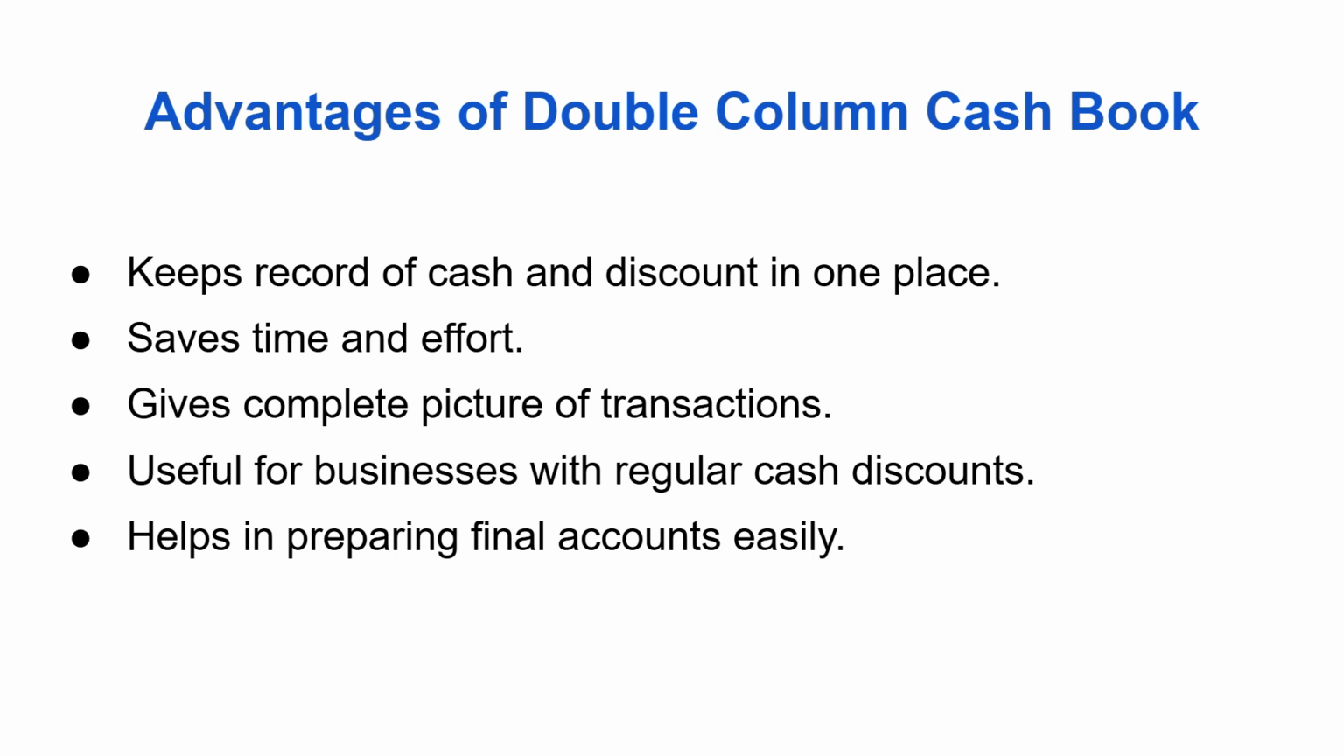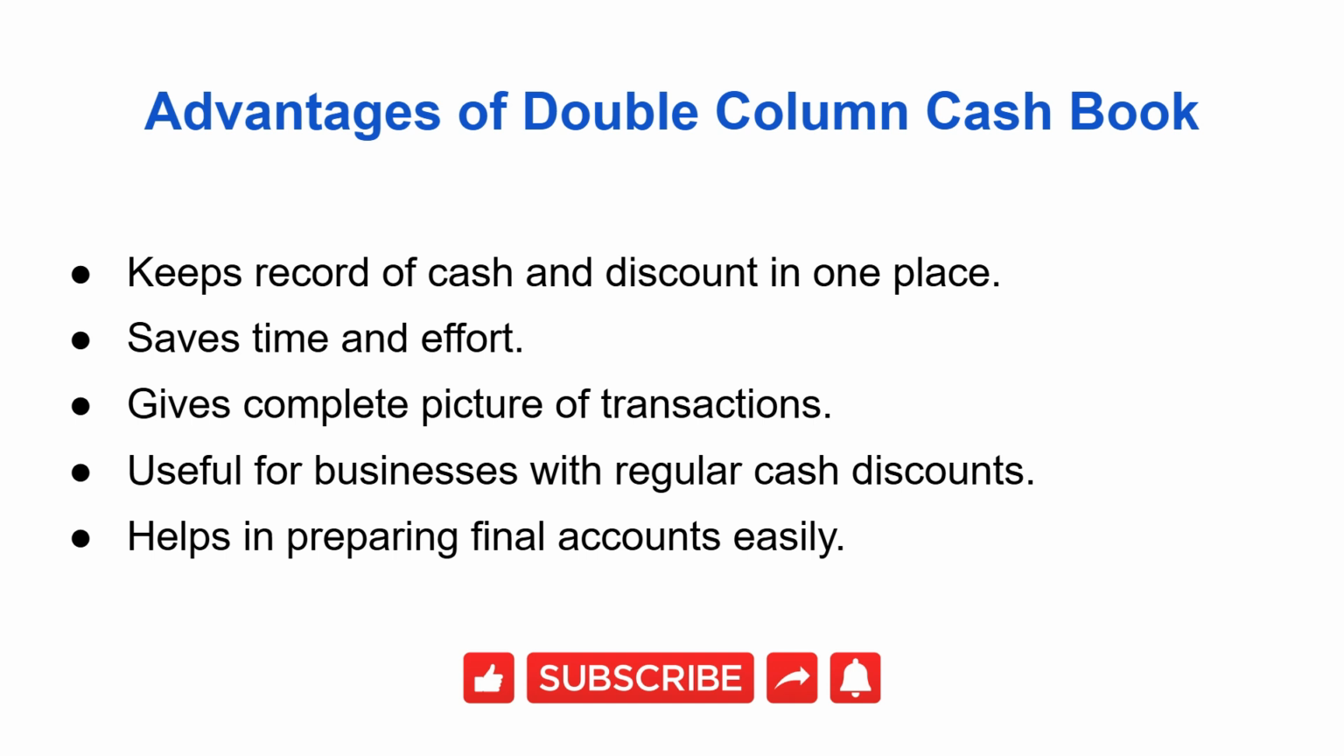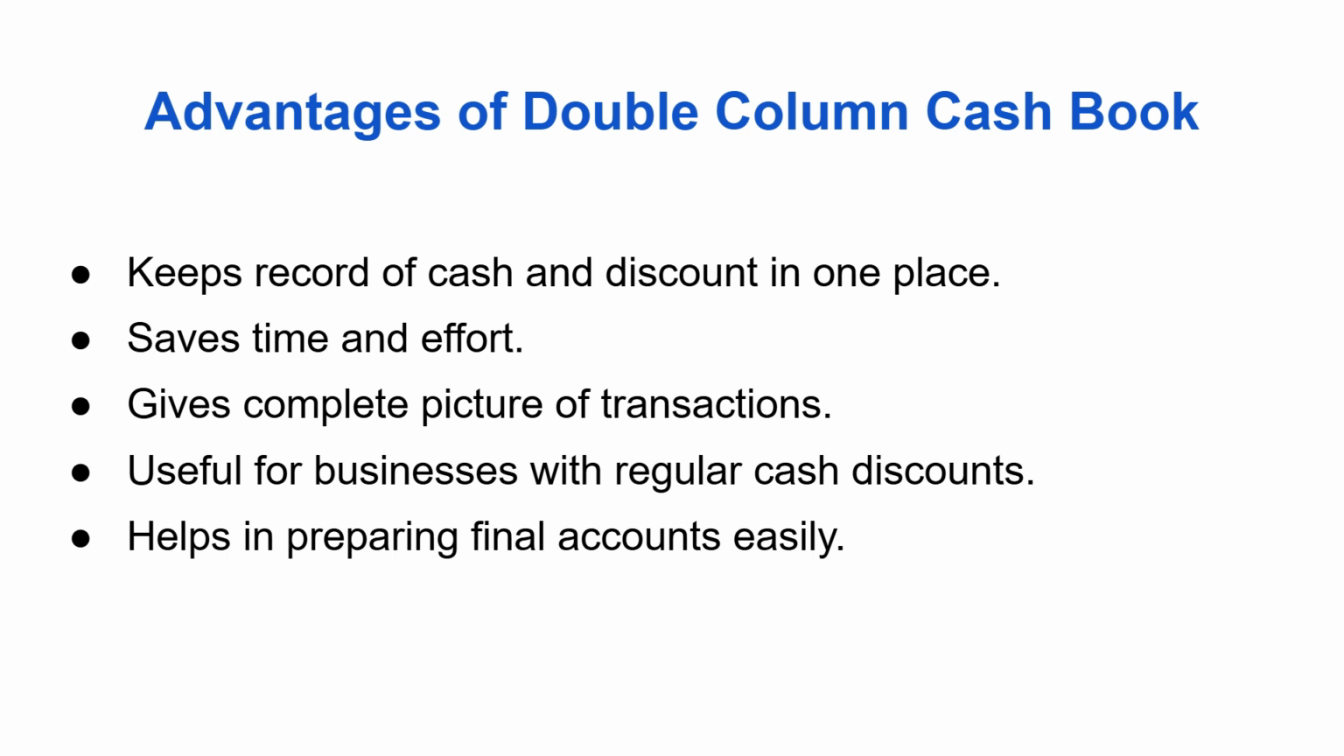For example, let's say you received 10,000 rupees from a customer with 200 discount. Instead of writing it in two different accounts, with a double column cash book, you can record both in one entry. Example: now that you know the structure and concept, let's record the double column cash book step by step with the help of an example.